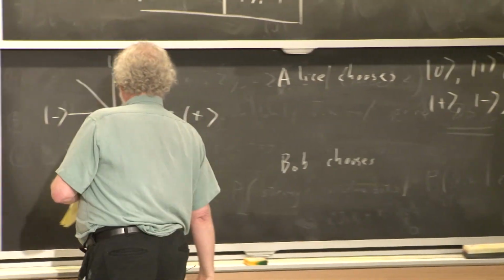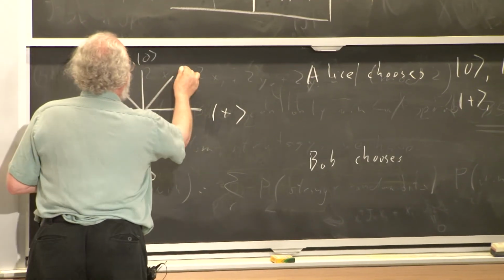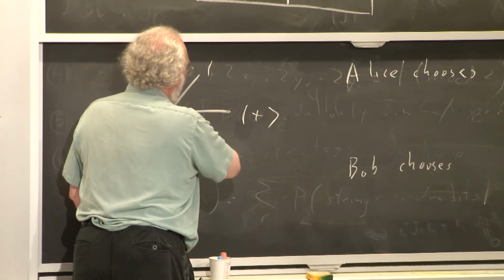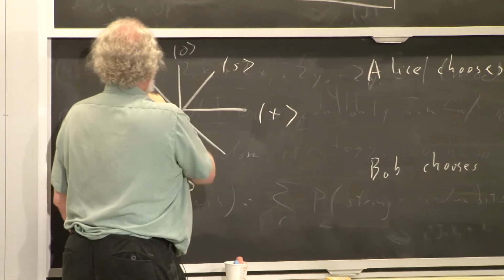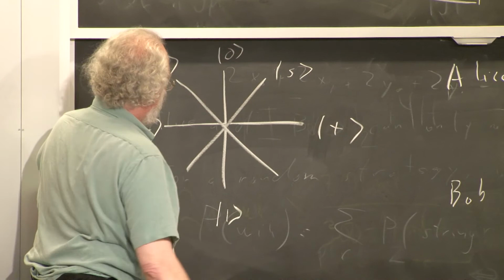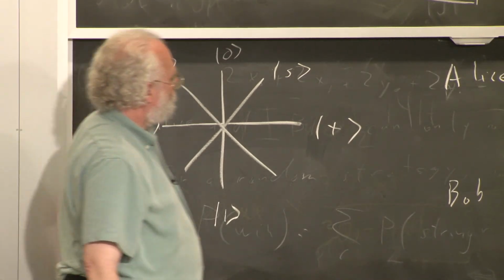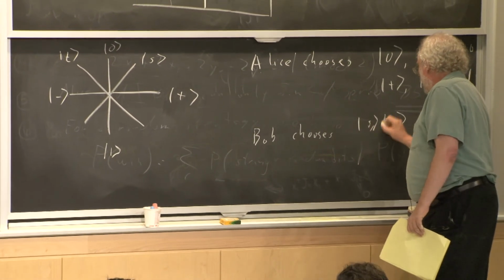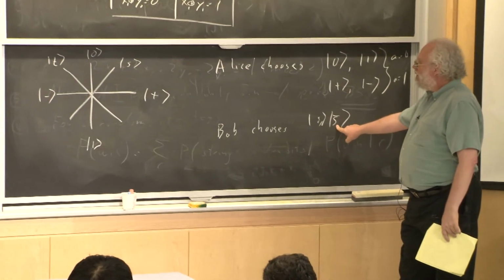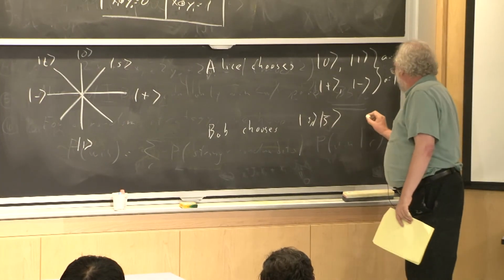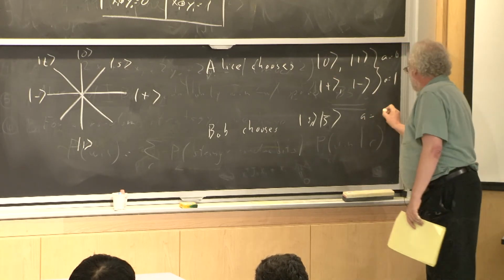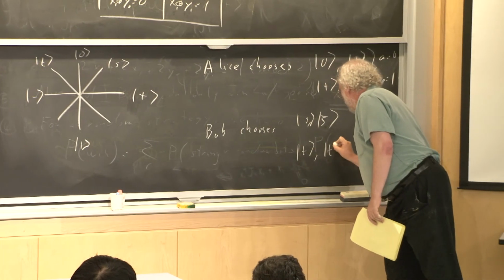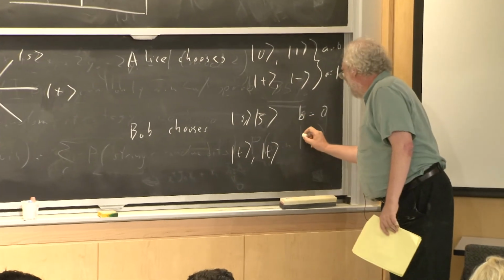And Bob chooses, we need variables, so let's call this axis S and this axis T. So Bob chooses S and the opposite of S if B equals 0, and he chooses T and the opposite state of T if B equals 1.